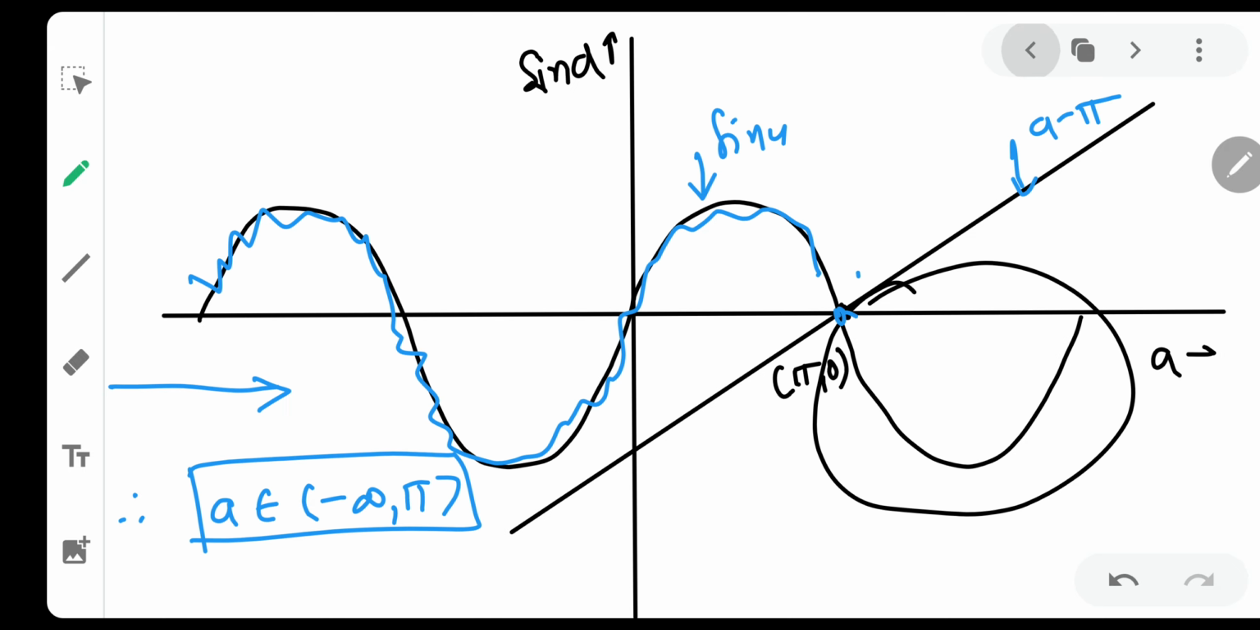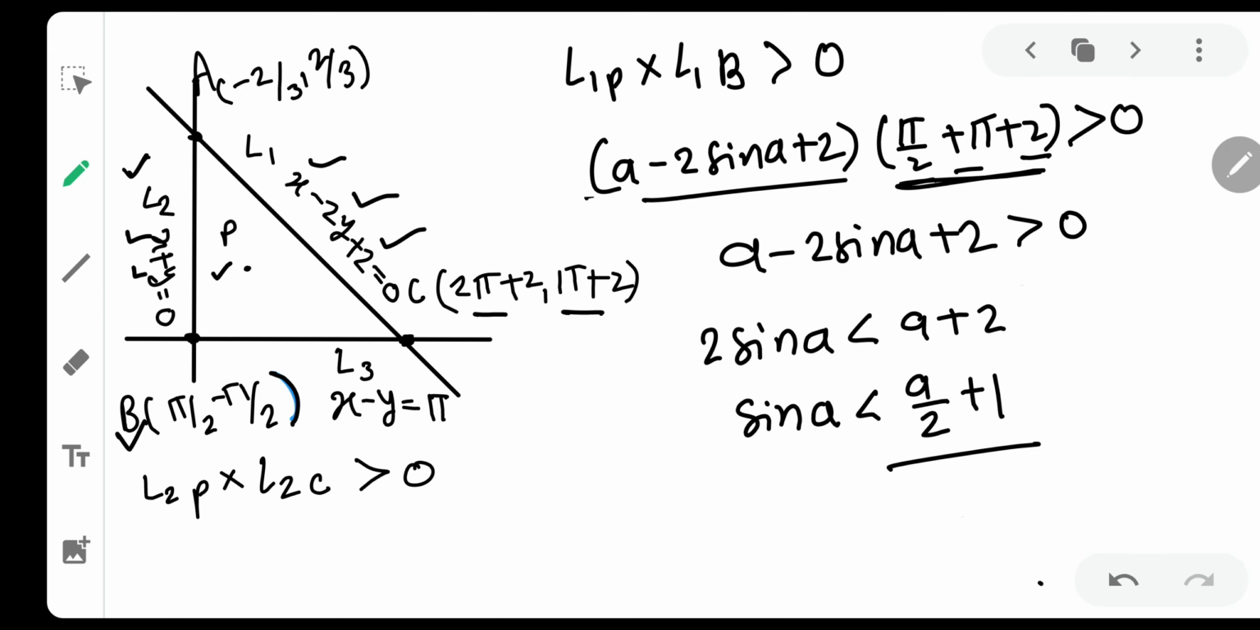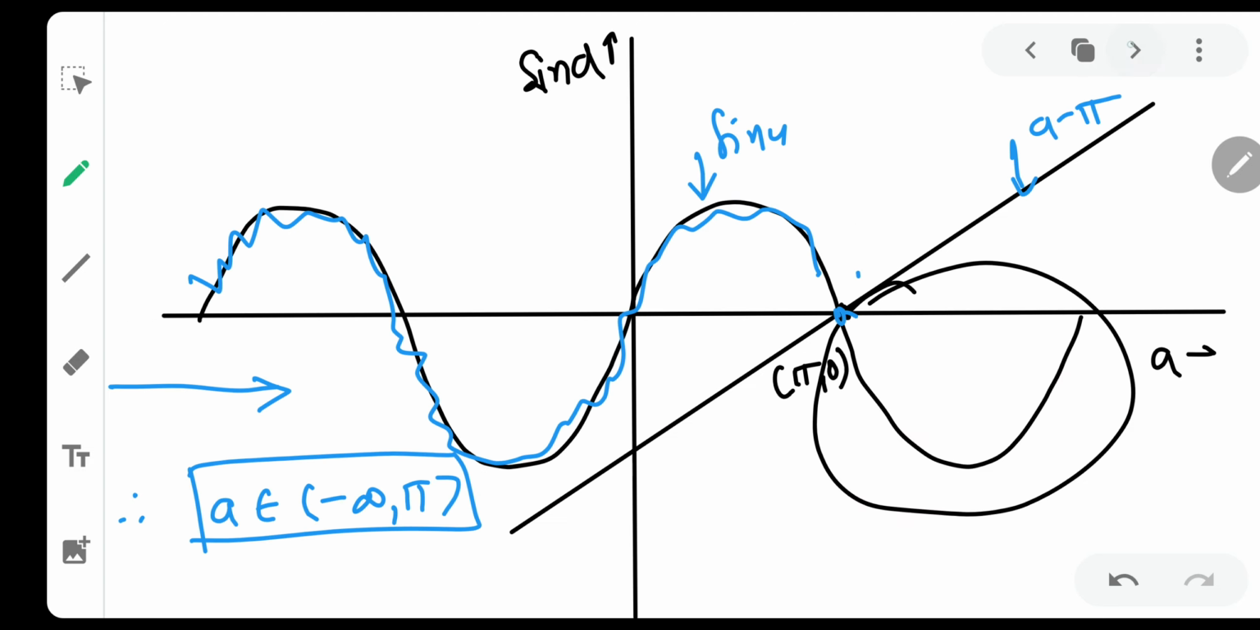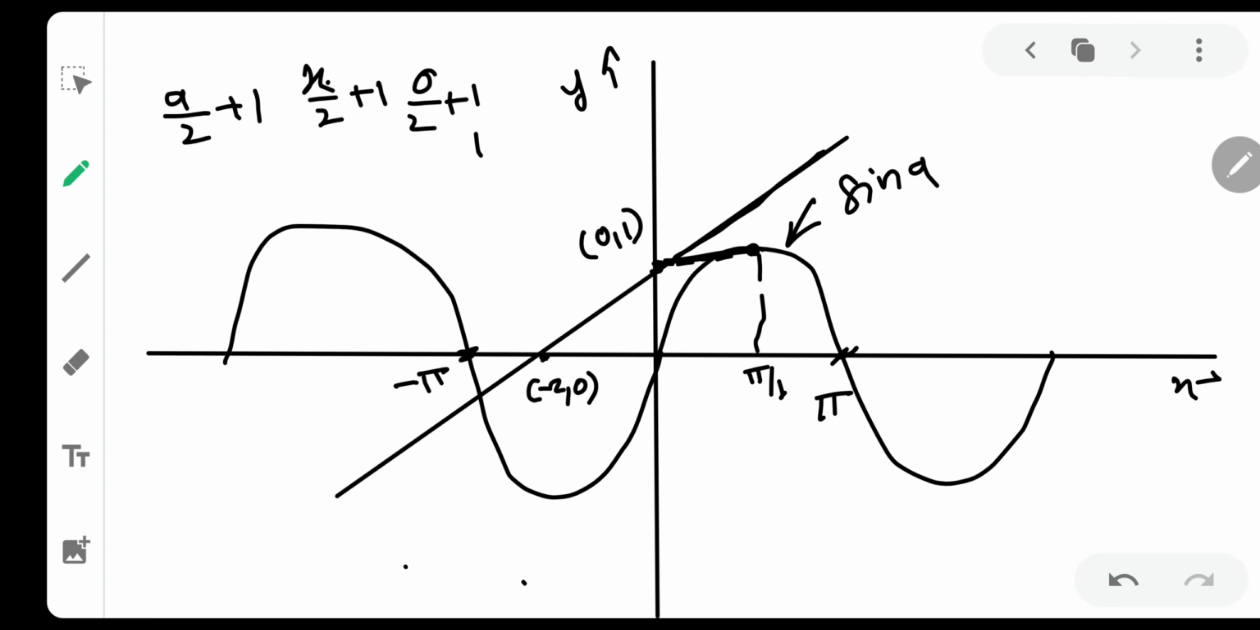Okay, now let us move and check the inequality. The inequality says that sin a should be less than a by 2 plus 1. Suppose I don't know this particular point, so I will call it, let me say, p. Because the x point we need to find out now, but I am not interested in finding it out. I will let you know in some time why I am not interested in finding it out. So let me call this point p.